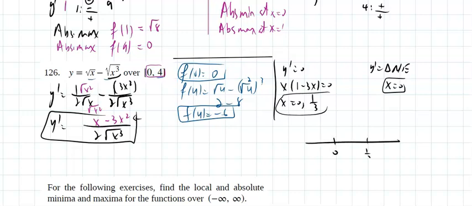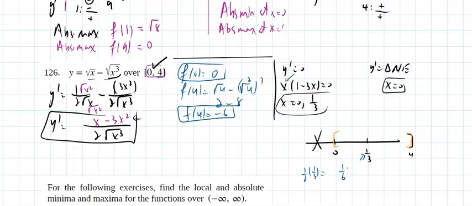0 and 1/3. Now, I don't need to worry about the left because they restricted this between 0 and 4. So this is the only interval I have to be concerned with. Well, pick a point between 0 and 1/3. Now, if you're dealing with fractions, always take half of this. Half of 1/3 will be 1 over 6. That should be your test point. That gives you nice results.